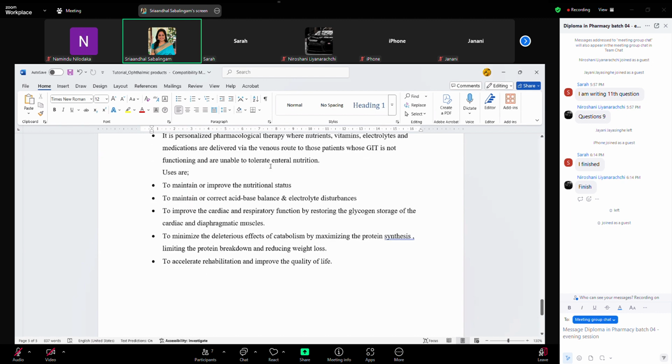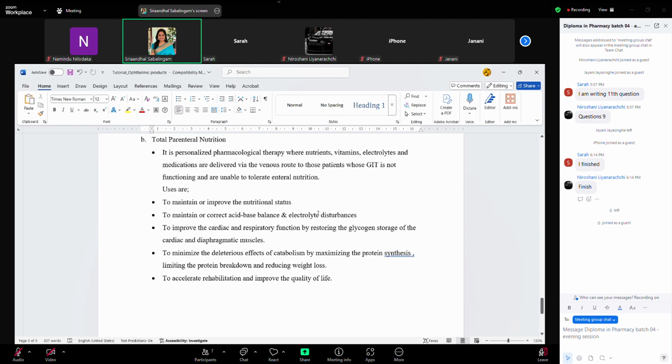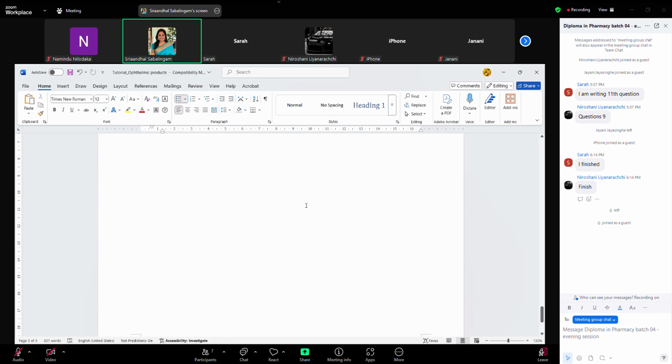So the uses of total parenteral nutrition are to maintain and improve their nutritional status, to maintain and correct acid-base balance and electrolyte disturbances, to improve cardiac and respiratory function by restoring the glycogen storage of the cardiac and diaphragmatic muscles, and to minimize the deleterious effects of catabolism by maximizing protein synthesis, limiting protein breakdown, and reducing weight loss, and to accelerate rehabilitation and improve quality of life. That is the basic advantages and uses of total parenteral nutrition. Right? Okay.